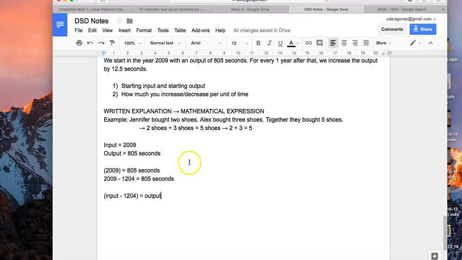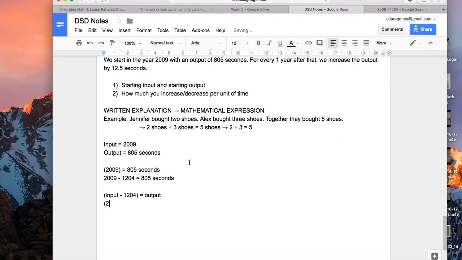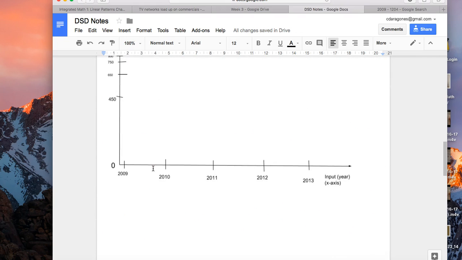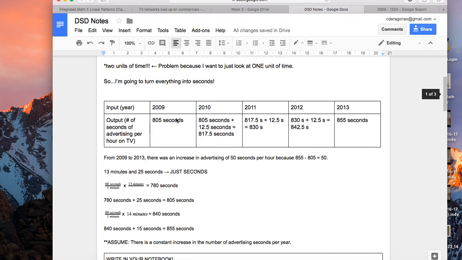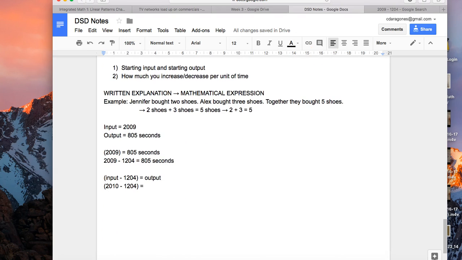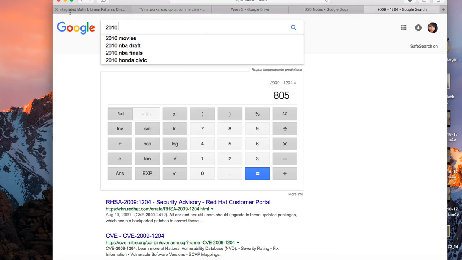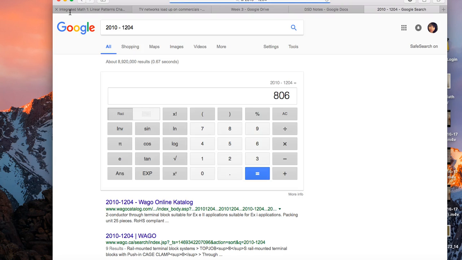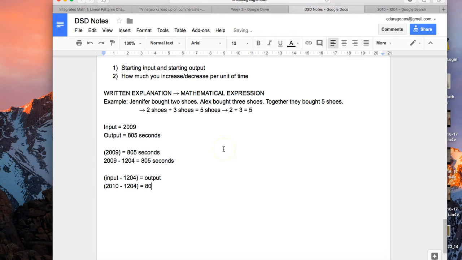Now, let's see if that's true, right? If I put in 2010 and I take away 1204, I should get my output for 2010, which is 817.5, right? So 2010 minus 1204 is 806. So that is not the output I want for 2010, right? The output I want for 2010 is 817.5 seconds. So that doesn't quite work.